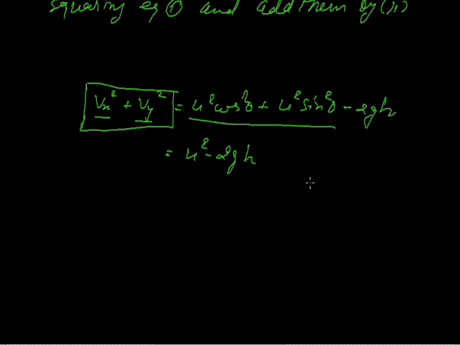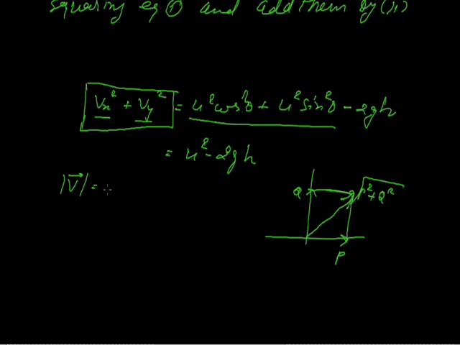These are the two velocity components of the object, horizontal and vertical. If there is a p vector and a q vector, then the resultant of these vectors is in this direction, and the magnitude of this resultant vector is the square root of p square plus q square, according to the law of vectors. So if we want the magnitude of the vector, it is the square root of vx square plus vy square, and it will become u square minus 2gh.